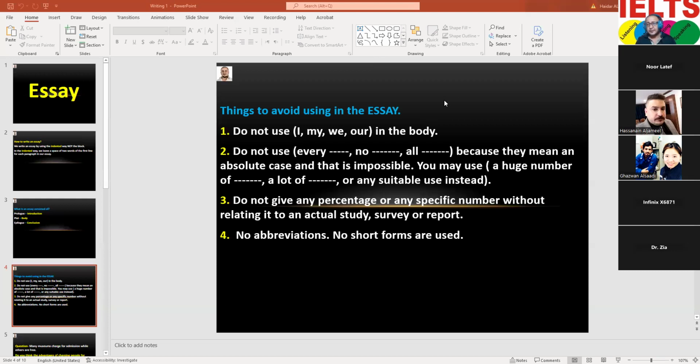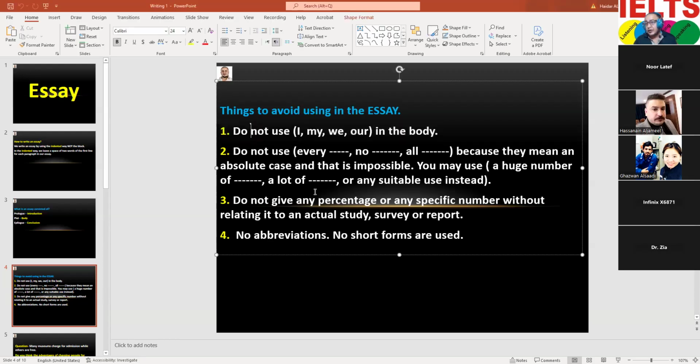Yes. Until this point. Sorry, doctor. Yes, sorry. Mr. Ghazwan. Yes. What about if there is an opinion question? For example, in my opinion. Mr. Ghazwan, wait. I am explaining theoretically.